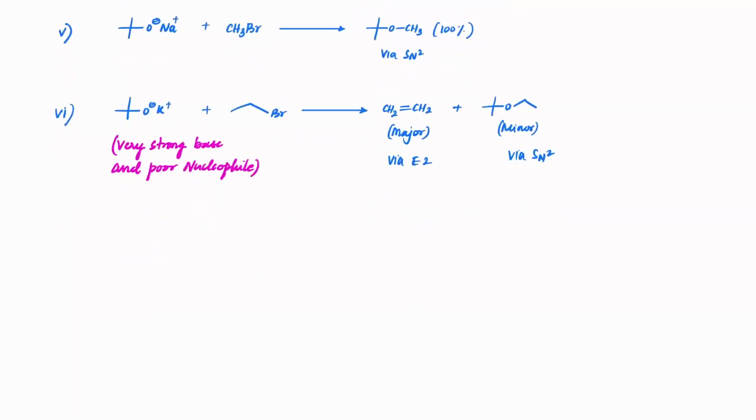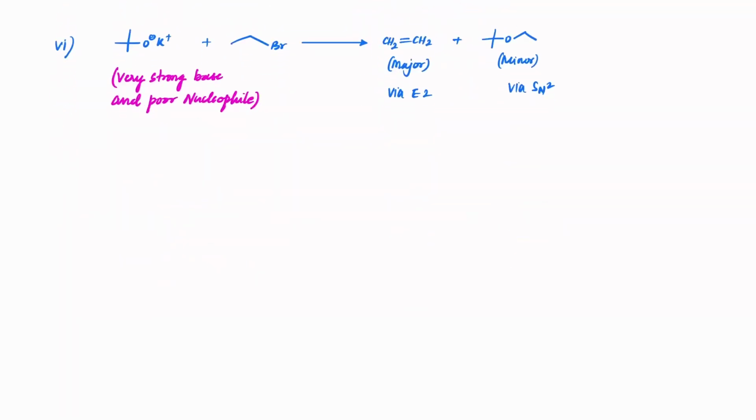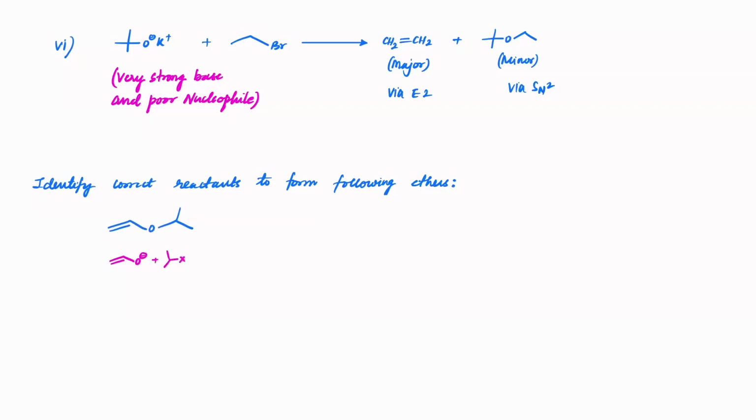Okay, and now notice this. In case you have to identify the correct reactants to form ethers, that means which reactants can give ethers if you compare. So see, for example, if you have this ether given, what is the best thing to make this ether here? You should have this alkoxide and this alkyl halide, because you know that this is a vinylic position.